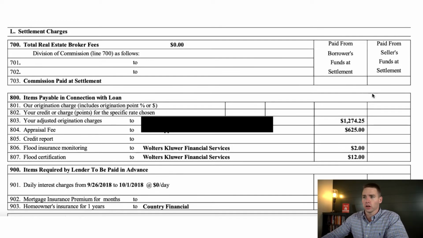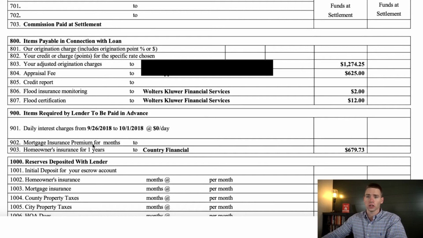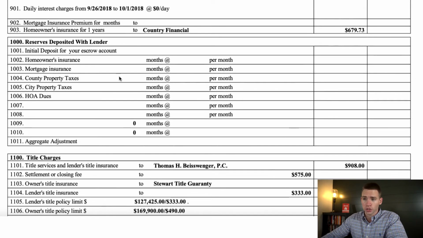There were no brokers involved, so there were no commissions of any kind, but if there were commissions, they would have been listed here. We had an origination charge that I had to pay the bank for the origination of the loan, and I had to pay an appraiser $625, flood insurance monitoring and flood certification, $12. I had to pay for home insurance a full year up front, so I had to pay $679 for home insurance.